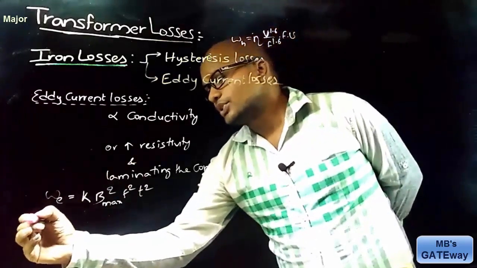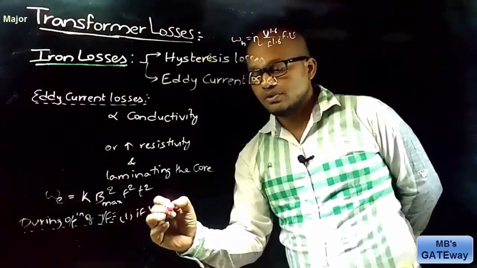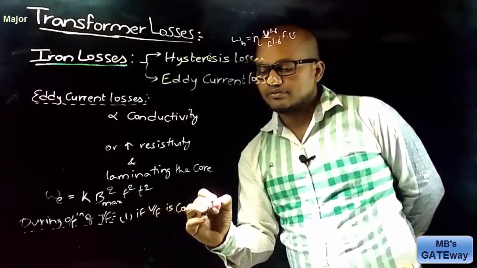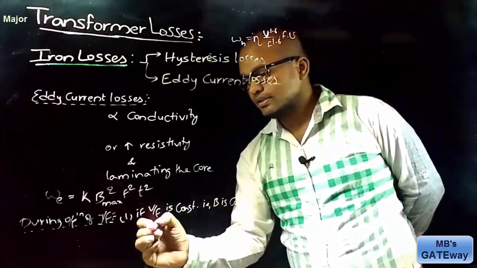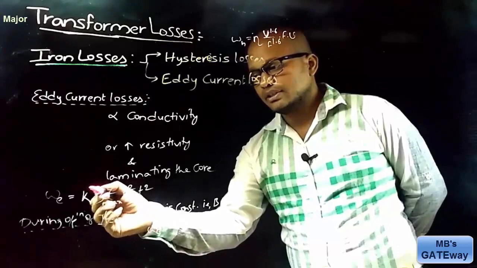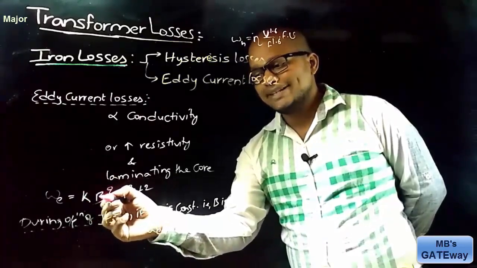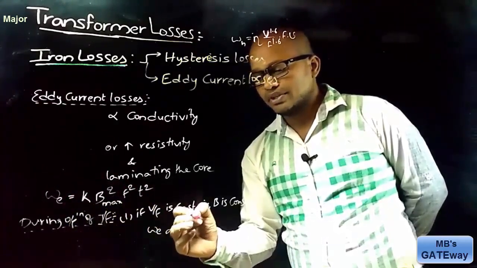So during operation of the transformer, if the V by F ratio is constant, that is if B is constant, then for eddy current losses, the other constants are K and T. Therefore, if B is constant, WE is directly proportional to frequency square.